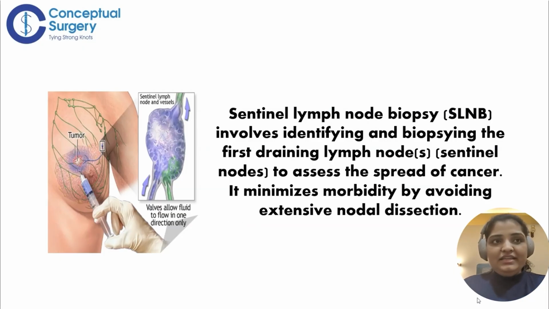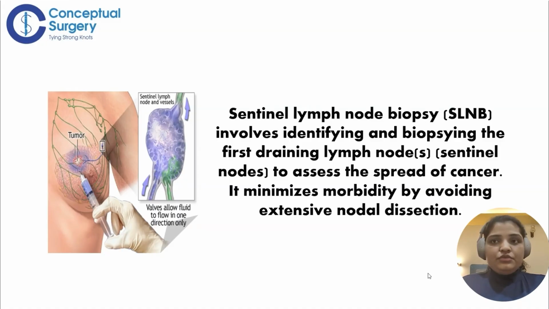As you can see in the diagram, the valves in the lymph node allow flow in only one direction. If the sentinel lymph node is negative, I'm reiterating, if the sentinel lymph node is negative, it is highly unlikely that the lymph nodes downstream from the sentinel node would be positive for cancer. It is very unlikely, and thus the patient can avoid the morbidity of a complete lymph nodal dissection.